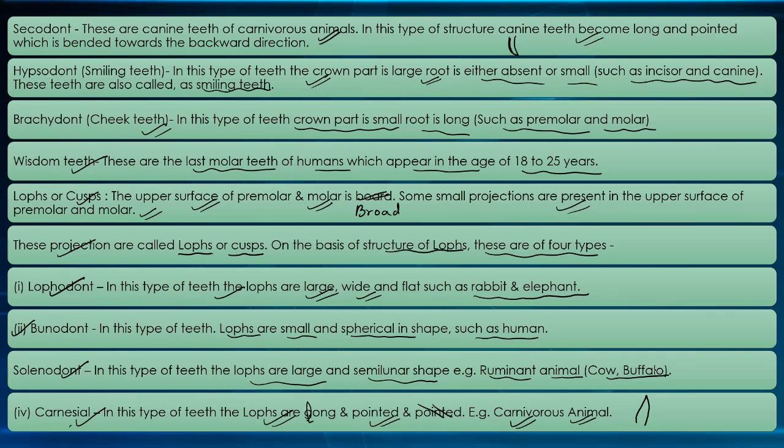To recap: selenodont, the lobes are large and semilunar in shape, present in ruminant animals like cow and buffalo. Carnassial in carnivorous animals. Bunodont, lobes are small and spherical, such as in humans. Lophodont, the lobes are large, wide, and flat, such as in rabbit and elephant.